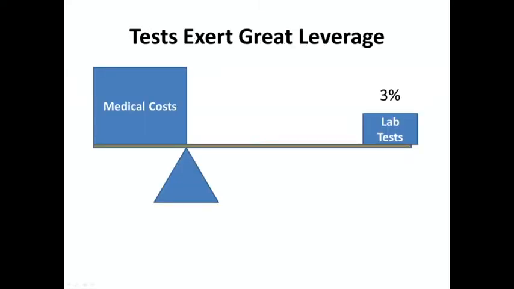So tests exert a great deal of leverage. Only about 3% of medical costs are represented by lab tests, but they control many, many decisions. I think the estimates are something on the order of 70% of medical decisions are made as a result of laboratory tests. So you can sort of think of lab tests as the tail that wags the dog. So it's quite important to understand their performance, and that's why we're going through this today.